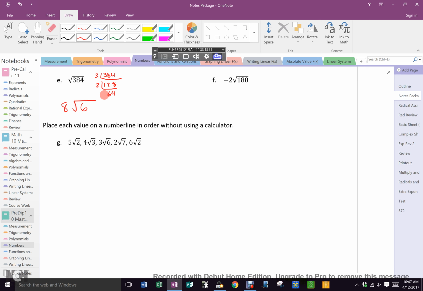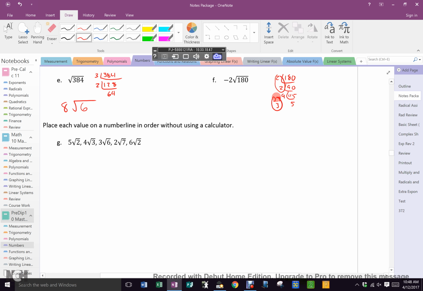What's sneaky about F? There's already a coefficient. So what do we do? Does anything change? No, we start with 180 and we break it down into what? 2, 90, 2, 45, 9, 5. Why did I do that with 9? Because 9 has a root. It's 3 and 3. Do I see some groups?